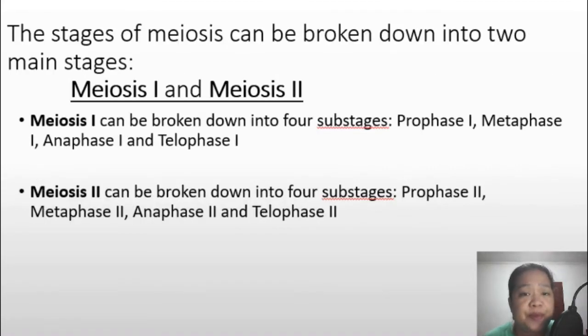The stages of meiosis can be broken down into two main stages: meiosis 1 and meiosis 2. Meiosis 1 can be broken down into four substages: prophase 1, metaphase 1, anaphase 1, and telophase 1. Meiosis 2 can also be broken into four substages: prophase 2, metaphase 2, anaphase 2, and telophase 2. Actually, in meiosis, we have two sets of division.